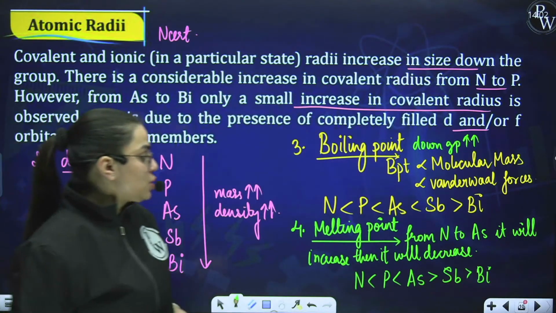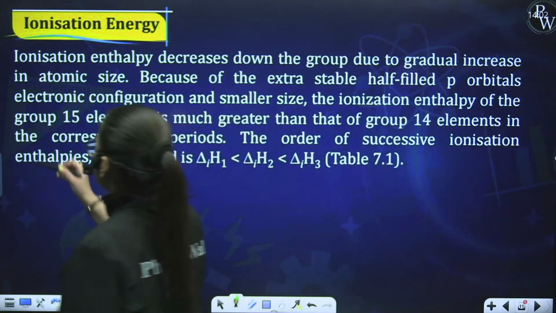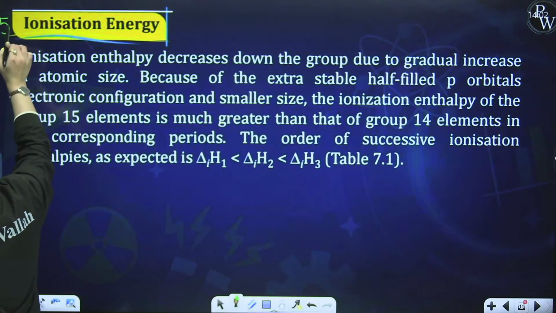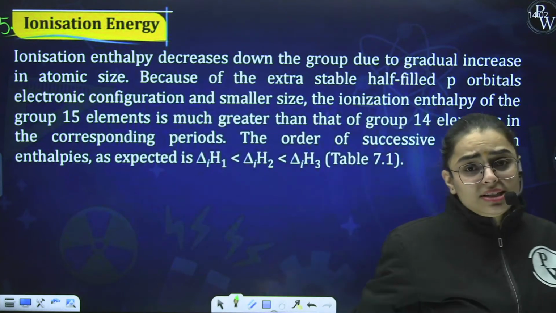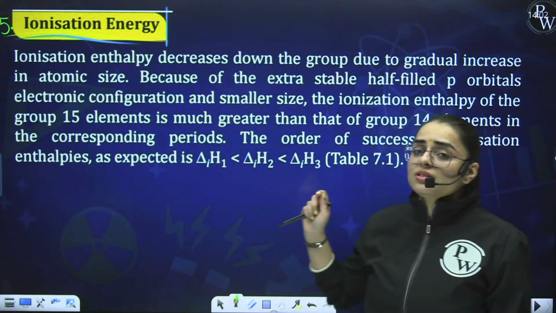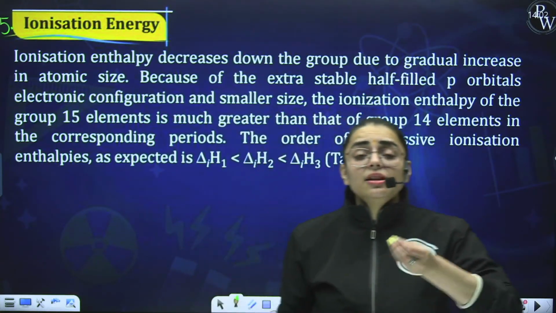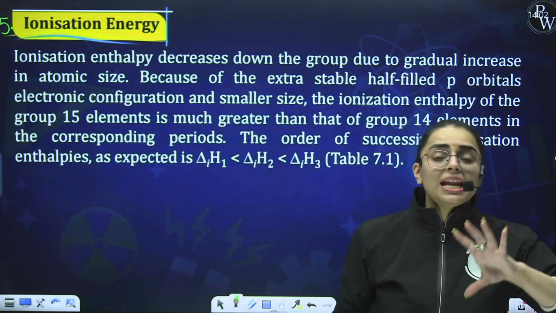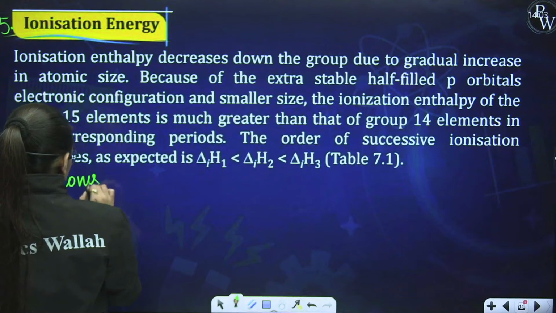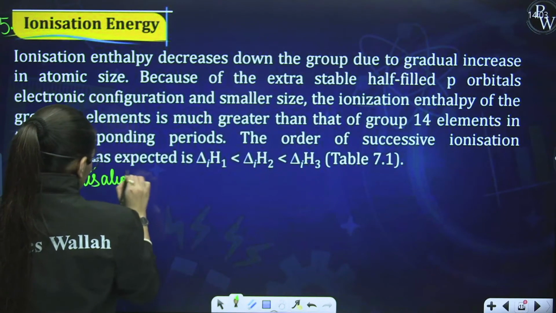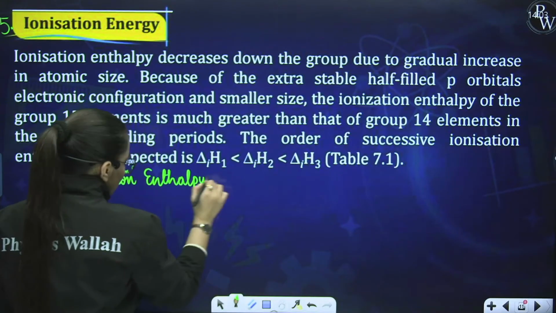Is it clear? So the fifth physical property that we are going to study is ionization energy. Now these are lines from NCERT. First of all, understand what is ionization enthalpy, or I would say the ionization energy. It is the energy required to remove an electron from an isolated gaseous atom.